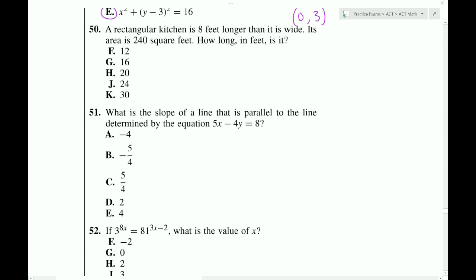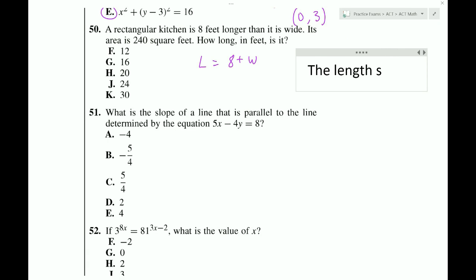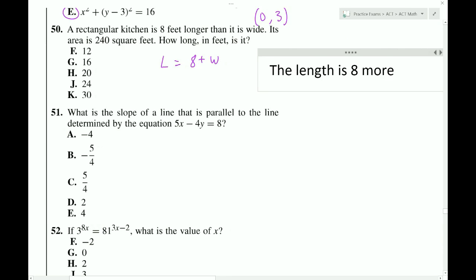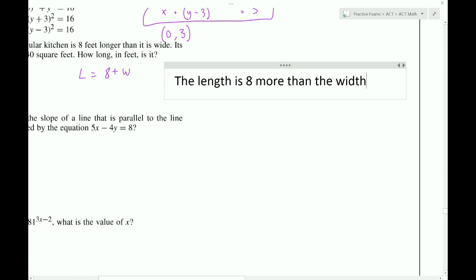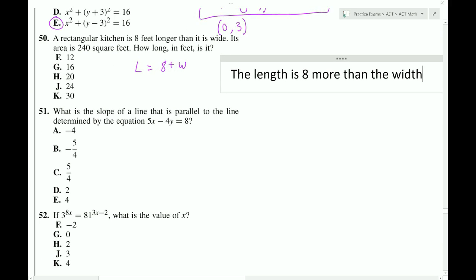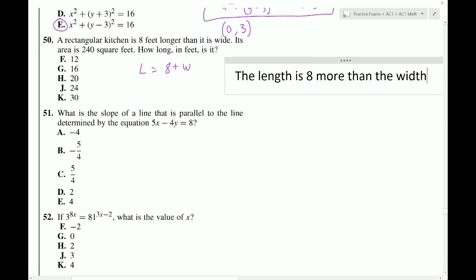A rectangular kitchen is 8 feet longer than it is wide, so the length is 8 more than the width. Notice what I did there? I changed the sentence a little bit to make it more Math English Dictionary friendly, okay? And that's a good tactic to use when you're having a little bit of trouble turning a sentence into an equation.